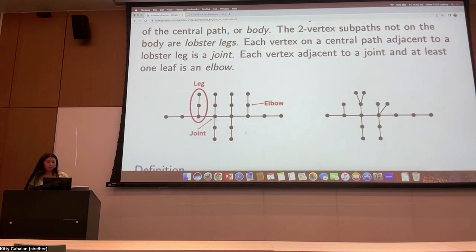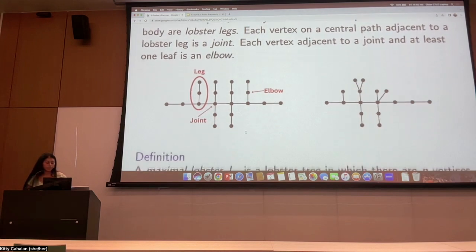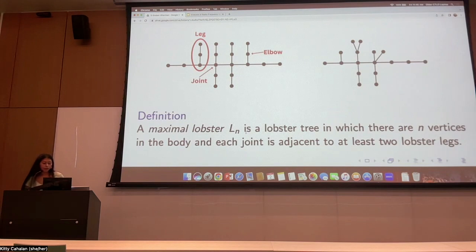So on the left, we have what we call a maximal lobster tree, which is a lobster tree in which there are n vertices in the body and each joint is adjacent to at least 2 lobster legs. And on the right, we have another example of a lobster tree, which we have unfortunately not been able to optimally pebble.